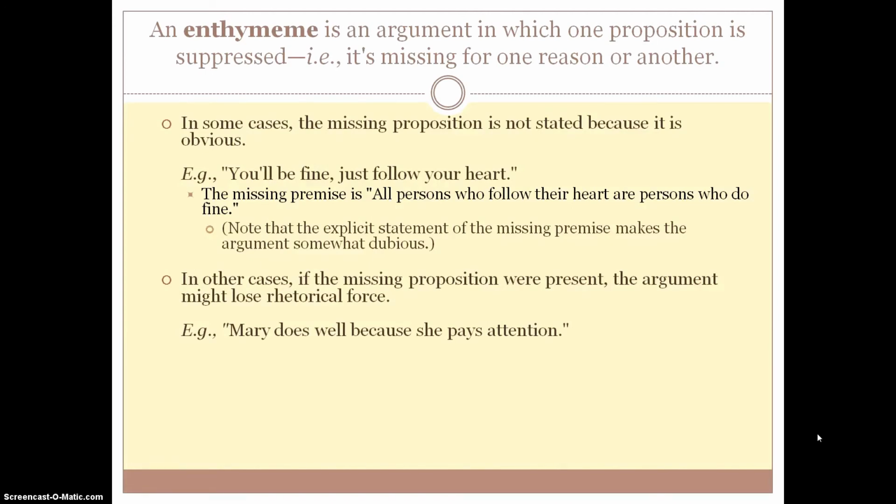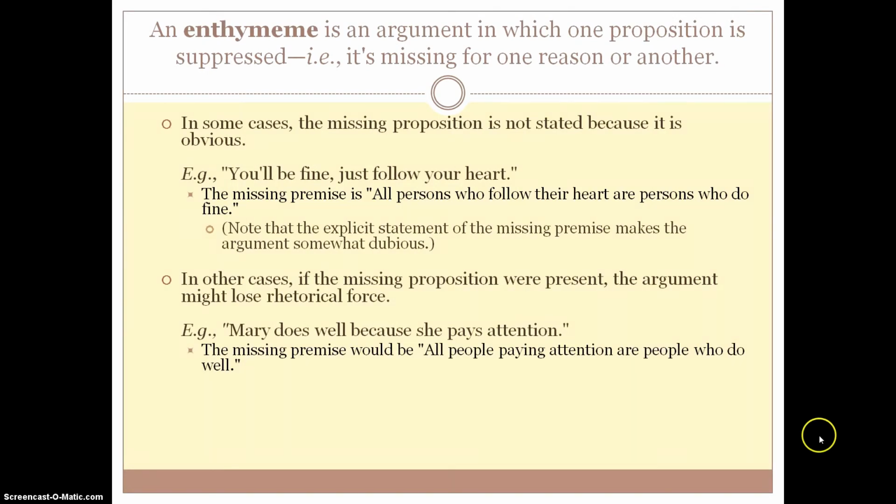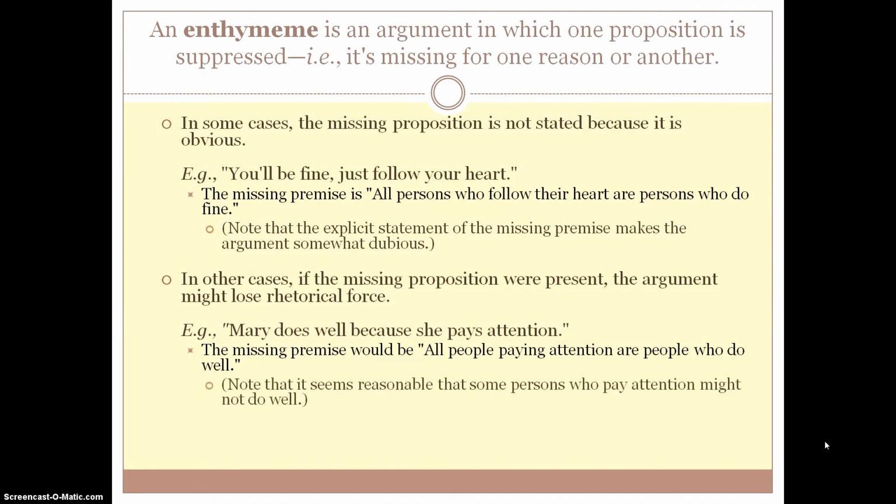So for example, if I say something such as, "Mary does well because she pays attention," the missing premise would be that all people paying attention are people who do well. But let's ask ourselves, is this actually true? Is it true that all people who are paying attention are the ones that do well? Well, it seems like that's reasonable, but there may be some instance where some persons who pay attention might not do well.